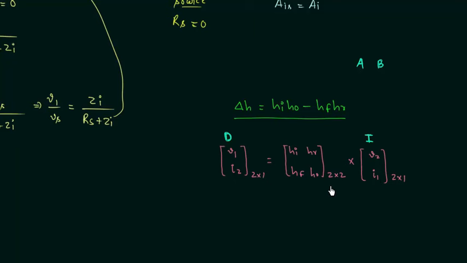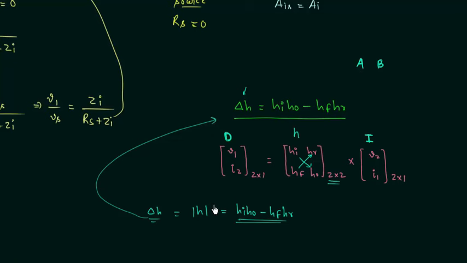I will represent this 2 by 2 matrix by small h. I am just representing it by small h because we have to prove delta H equal to HI HO minus HF HR. I will only consider this 2 by 2 matrix, and we already know we can find determinants of a square matrix only. 2 by 2 is a square matrix, so we can find the determinant of h, which is equal to HI multiplied with HO minus HF multiplied with HR, and another representation of the determinant is delta H. So delta H is equal to HI HO minus HF HR. So we have proved this, and this is all for this lecture.